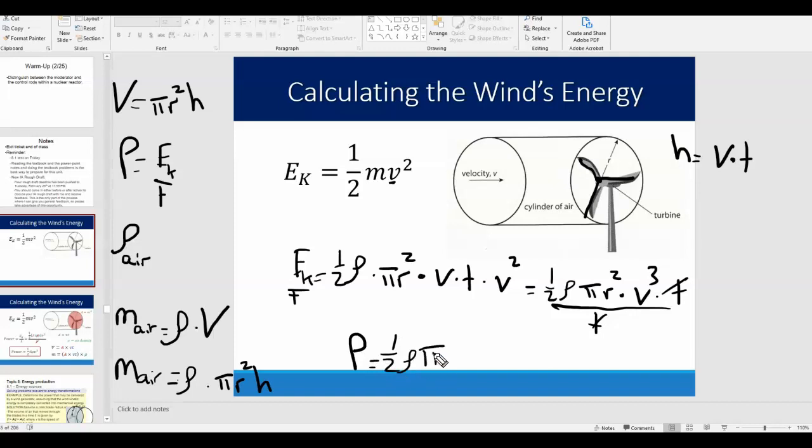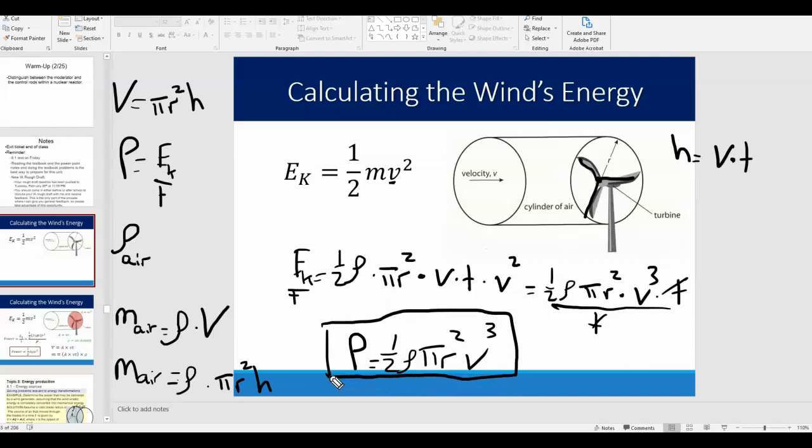This equation is given in the data booklet, I believe, but you do need to know what it comes from and to what type of energy it applies. So this equation essentially allows you to calculate the power supplied by a wind generator.